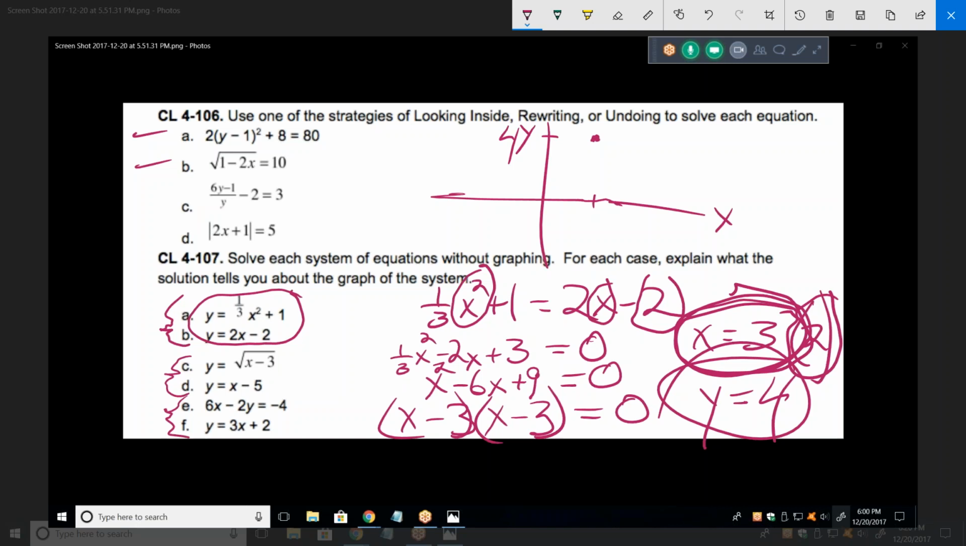Now, what that says about the graph is that they intersect at 3, 4. Yeah, I don't know what else you can say. In other words, from that solution, we don't know much about what the graph looks like. You and I figured out that it was a parabola that had zeros at 3. But something's wrong there. I think the only thing you can really say is that when x is 3, y is 4. Yeah. All right.